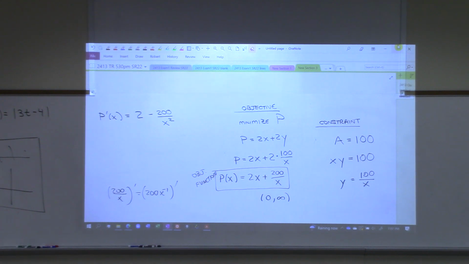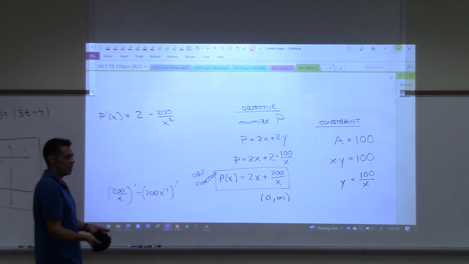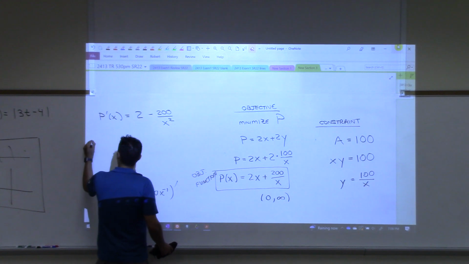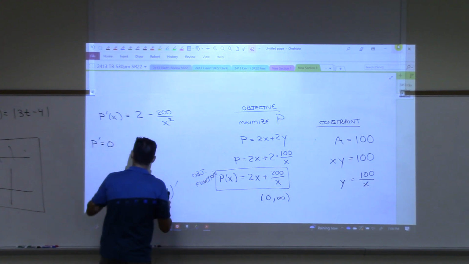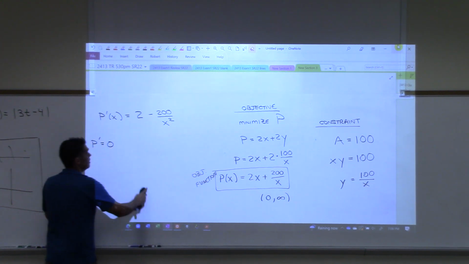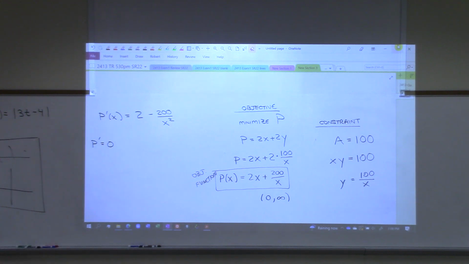You could have done quotient rule, but I think this is better because you're just using power rule. All right, what do we do with the derivative? Find the critical numbers. Figure out where it's 0, figure out where it's undefined. So P prime equals 0. We have to figure out where that derivative is 0. How are you going to do that? Set it to 0.